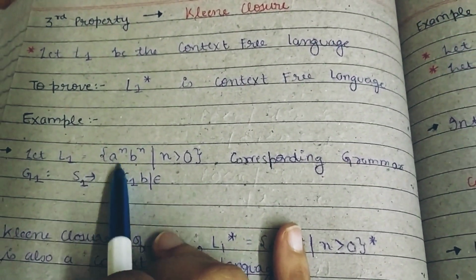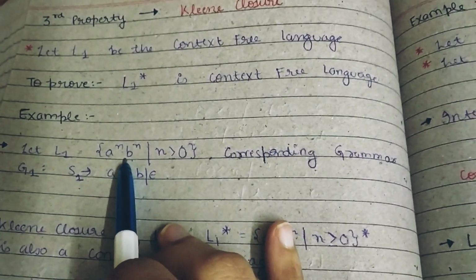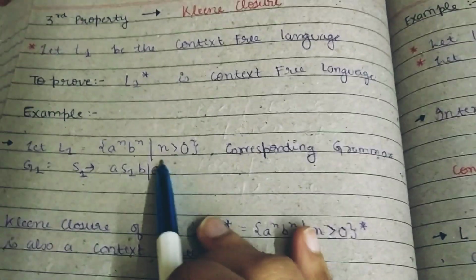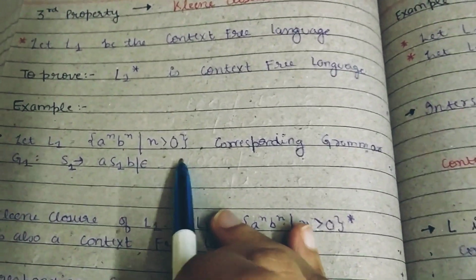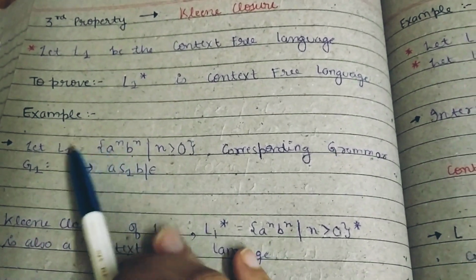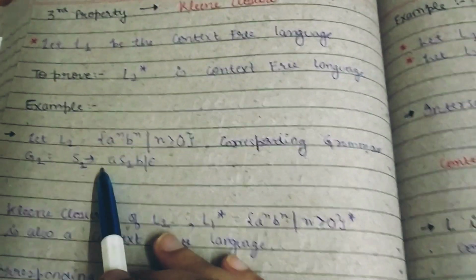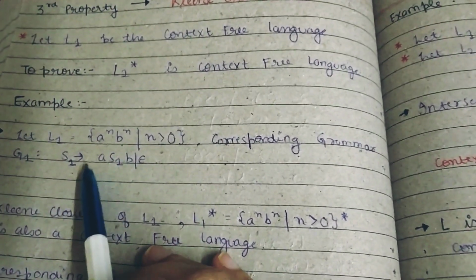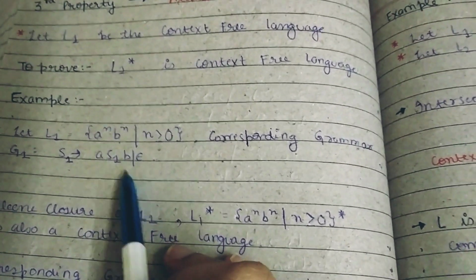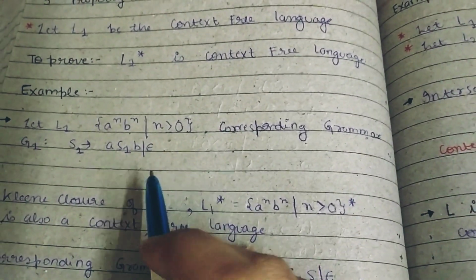Let L1 be equal to a raised to the power n, b raised to the power n, where n is greater than or equal to 0. So the corresponding grammar of the language L1 is represented as S1 implies aS1b / epsilon.